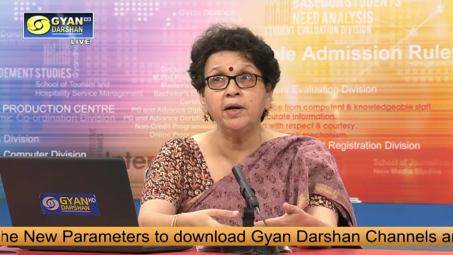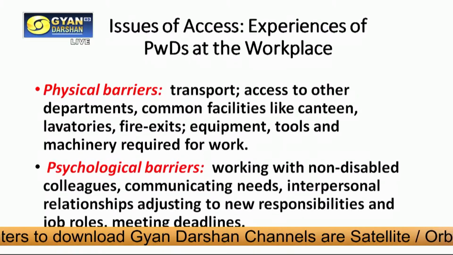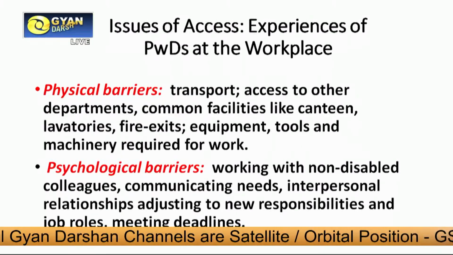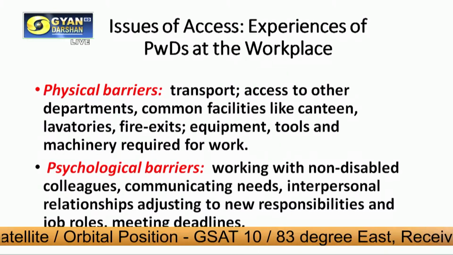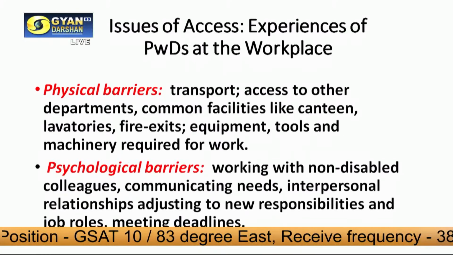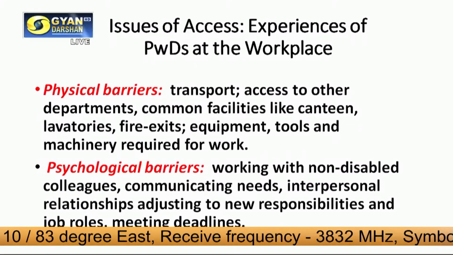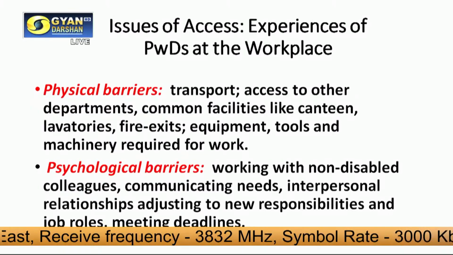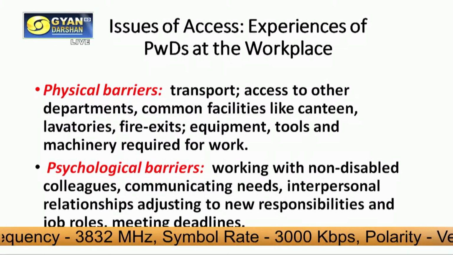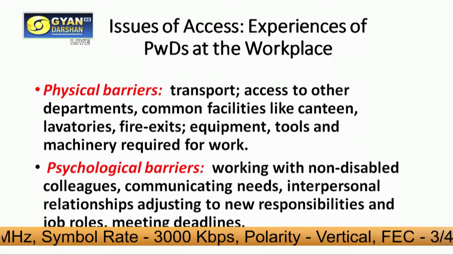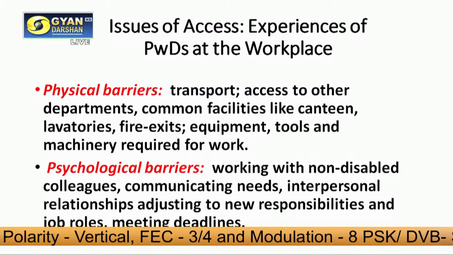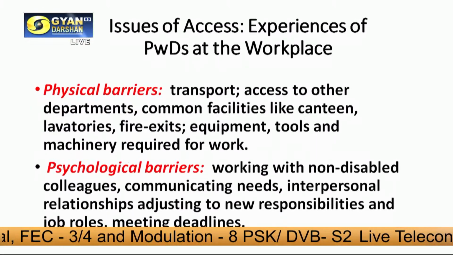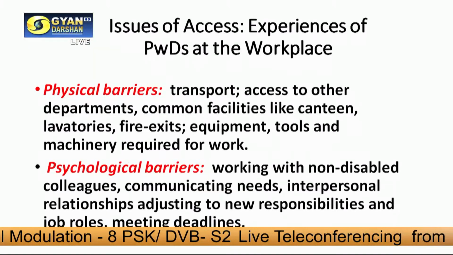Access to other departments, so for instance, in the office building or in the workplace itself, can the individual with disability move freely from one department or one part of the building to the other? Common facilities like the canteen, toilets or lavatories, fire exits, equipments, tools and machinery required for work, all these need to be accessible for the person with disabilities in order that they may have a positive experience at work. So these are some of the physical barriers that we have spoken about.